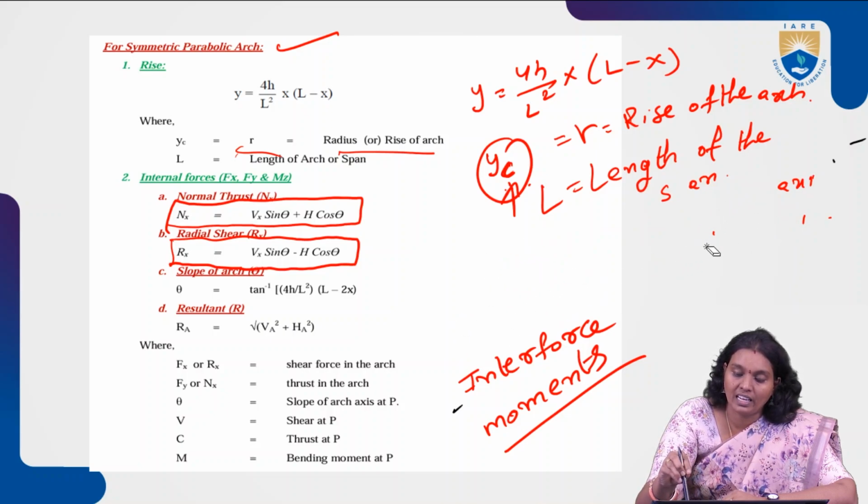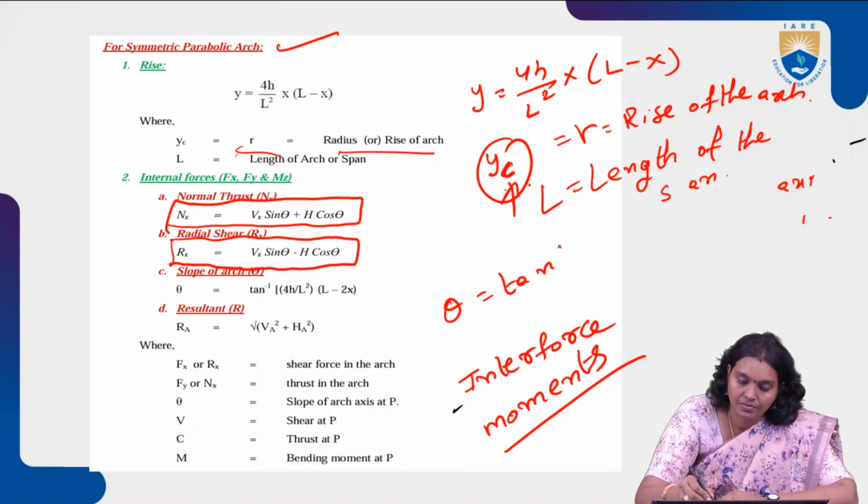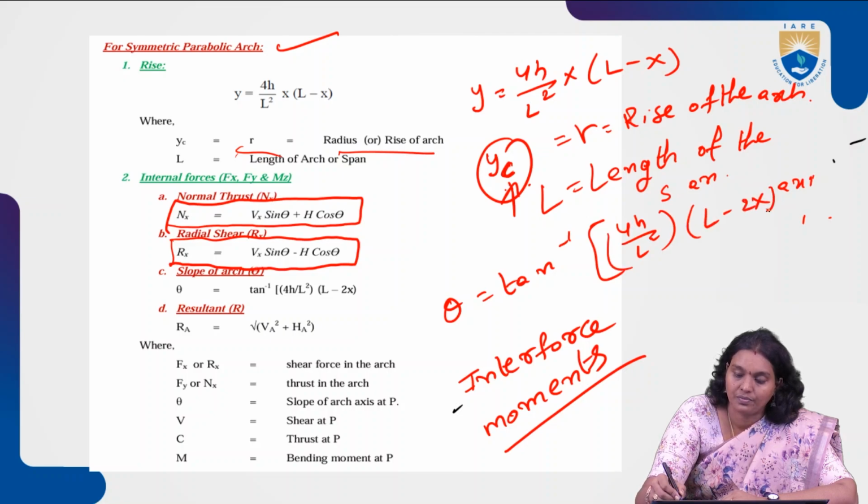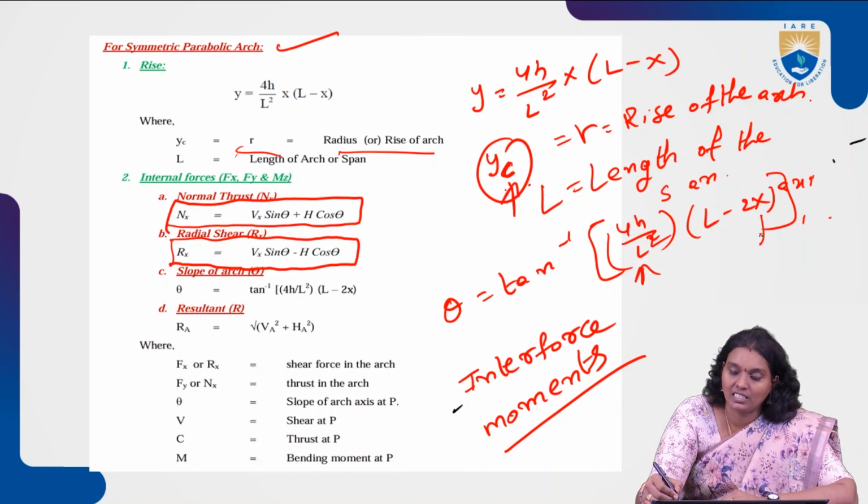So here theta is equal to tan inverse of 4h by L square times (L minus 2x). Here L is the length of the arch, x is where we consider this particular section, and h is nothing but the height, the rise. So these are the parameters involved in this.